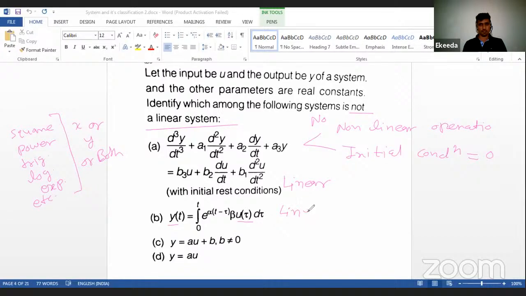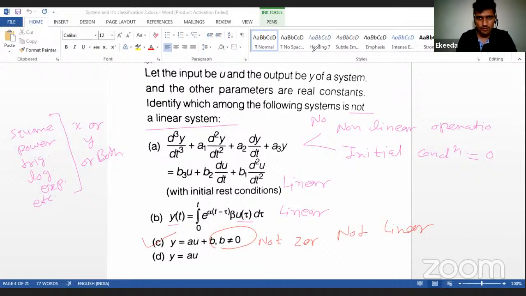Since integration and differentiation operators are always linear, this is linear. This is not linear because initial conditions are not zero. So this is not linear. This is our answer, since they have asked which is non-linear. And this is again linear, a y equals mx type of relationship.